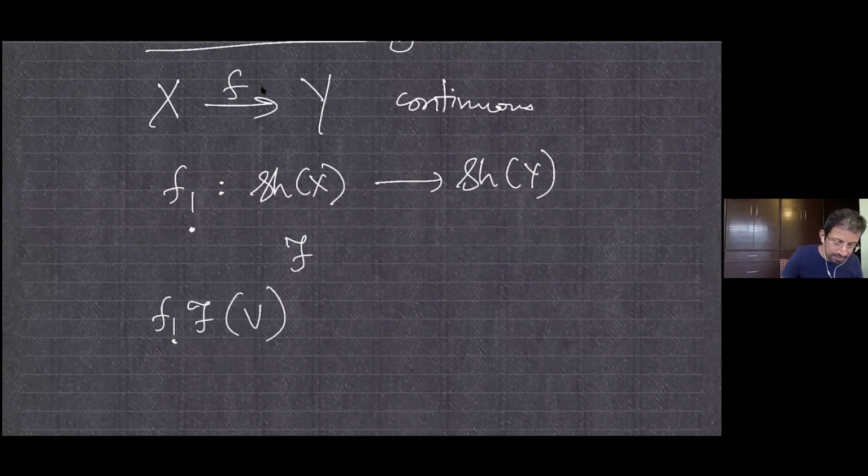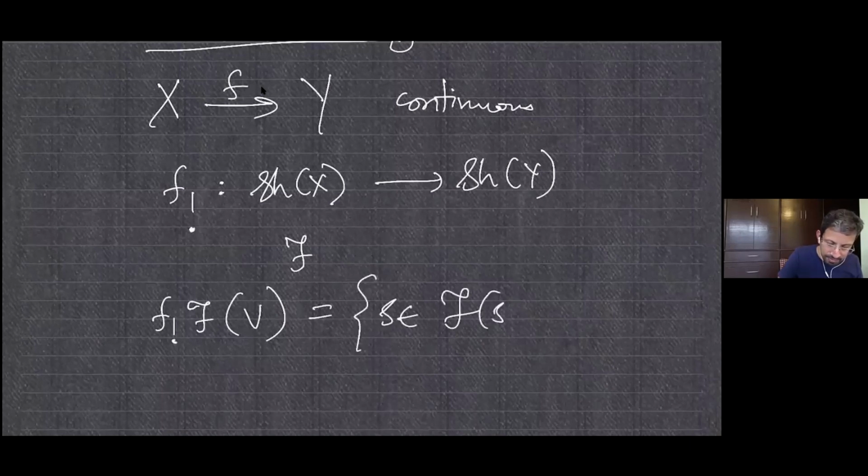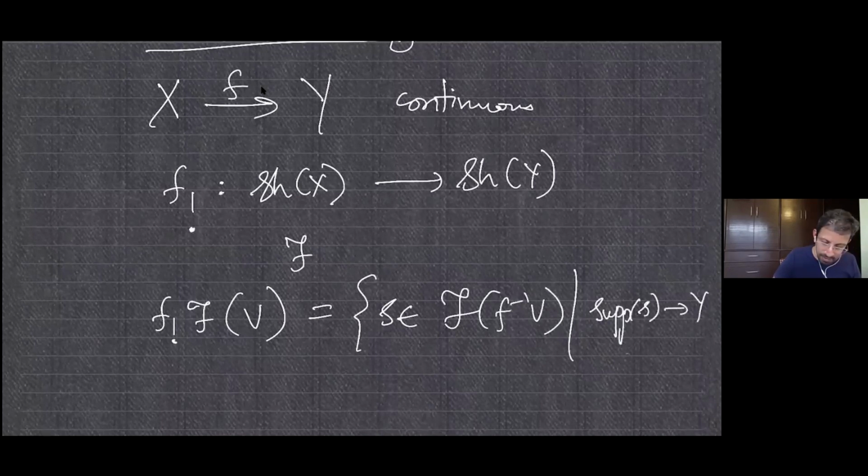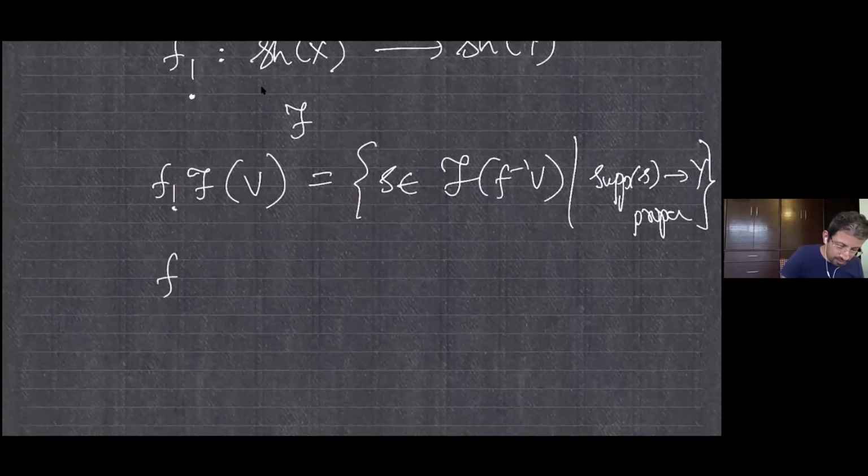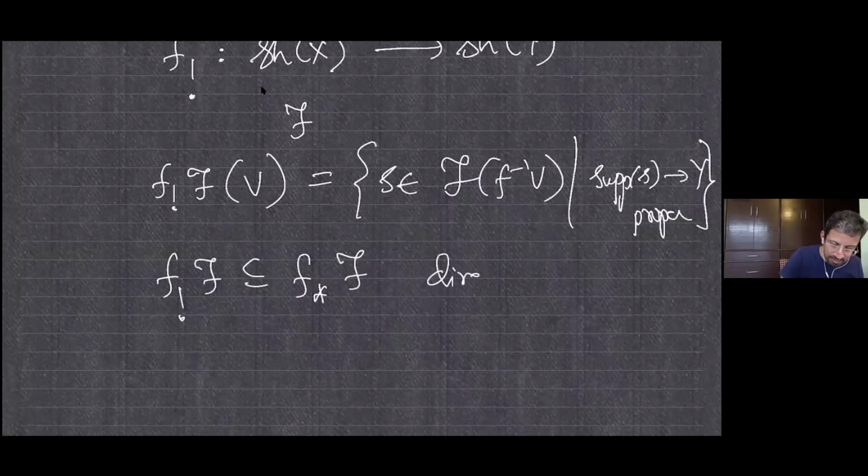So for any open subset V of Y, this gives you sections on f inverse of V whose support maps properly to Y. So this is a subsheaf of the direct image, and it's called the direct image with proper supports.